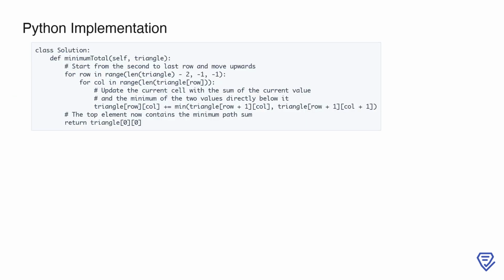This implementation solves the triangle problem using a bottom-up dynamic programming approach. We modify the triangle array itself to store intermediate results, reducing space complexity to 1, since no extra space is required. The algorithm begins at the second to last row of the triangle and iterates upwards, updating each cell with the sum of its value and the minimum of the two values below it. By the time the algorithm reaches the top of the triangle, the top element contains the minimum path sum.